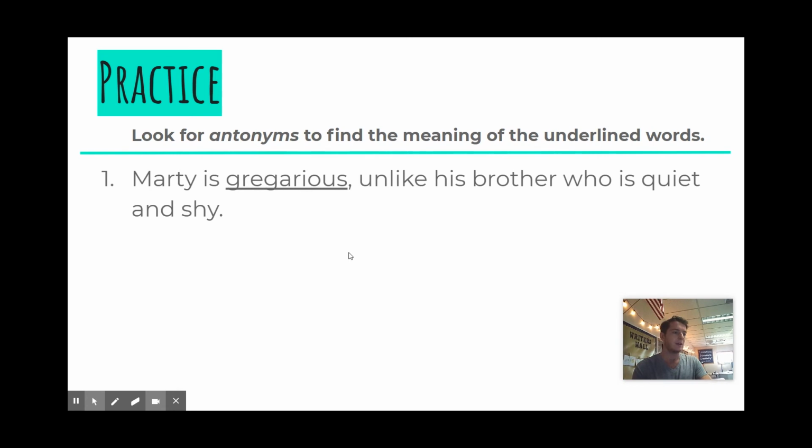First one: Marty is gregarious, unlike his brother, who is quiet and shy. So using our strategy of looking for antonyms here, gregarious would mean the opposite of quiet and shy, right? Because Marty is gregarious, and that's unlike his brother, who's quiet and shy. So gregarious means talkative and social, the opposite of quiet and shy.